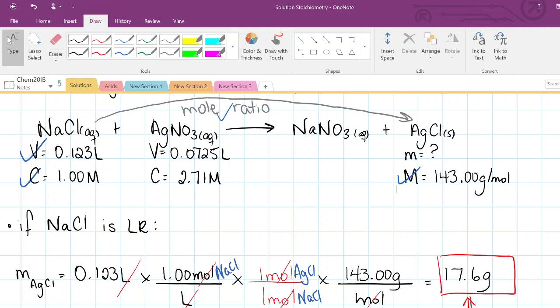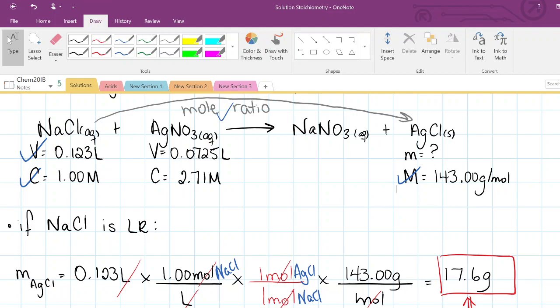If all of this 0.123 liters of NaCl was completely consumed, nothing left over. There was 0 liters left over. All of that ran out. Theoretically speaking, I should produce 17.6 grams if I were to run this reaction in the lab.